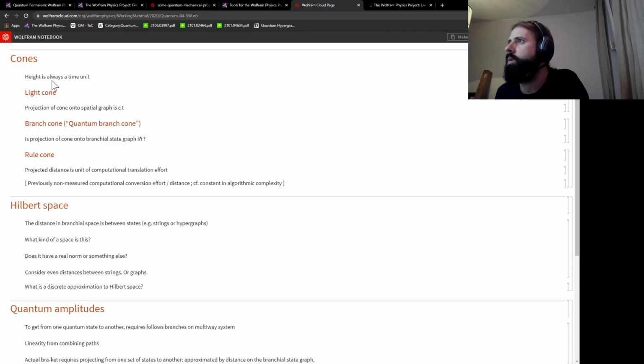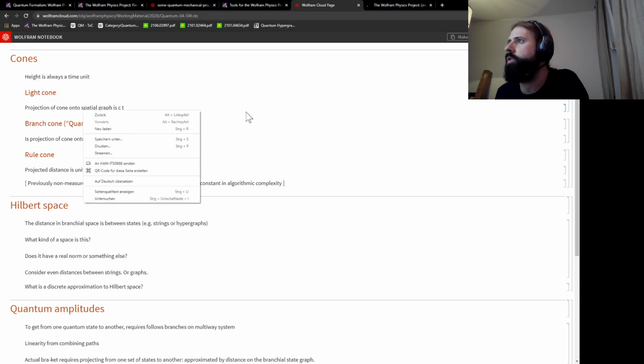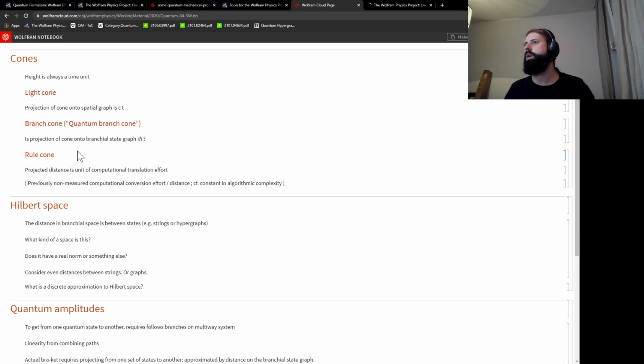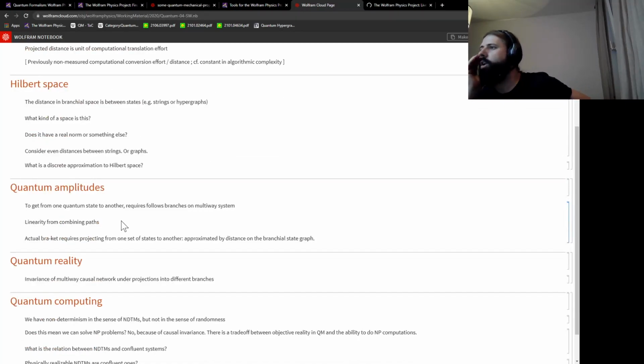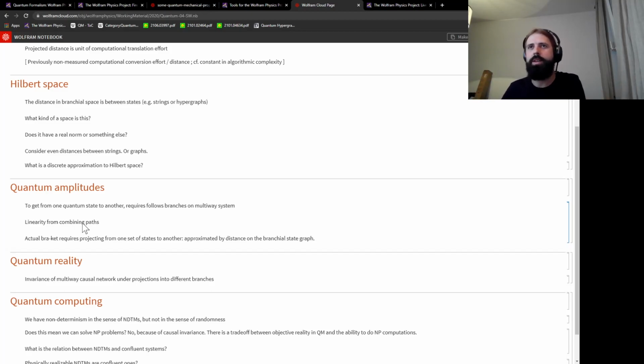Cones. Here is always a time unit, light cone. Projection of cone into spatial graph is CT, branch cone, quantum branch cone, rule cone, Hilbert space, quantum amplitudes. To get from one quantum state to another requires following branches on the multi-way system. Linearity from combining paths. Okay, I think the reason I'm getting confused in here is because this might be somewhat closer to the path integral stuff than I might have anticipated. Linearity comes from combining paths.